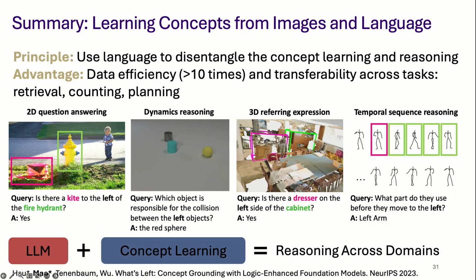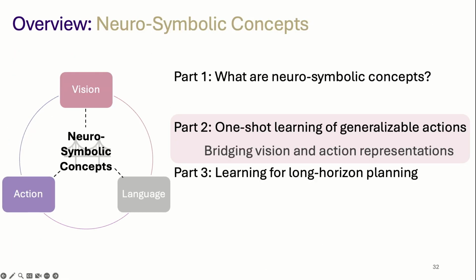So this gives you an overview of how we can learn concepts from paired images and language data. For the next part of the talk, I'm going to slightly shift the focus to modeling actions and then learning them from data. For now, we are going to put aside language a little bit, and later on we will come back. In this part, I'm going to talk about one-shot learning of generalizable actions.